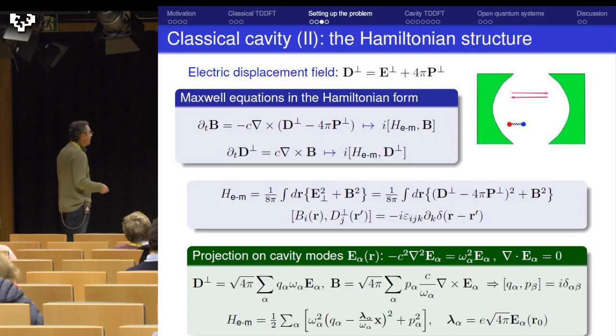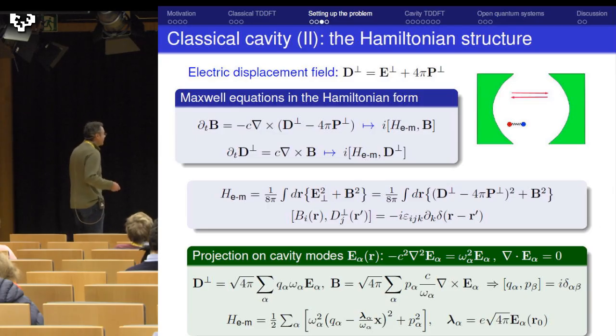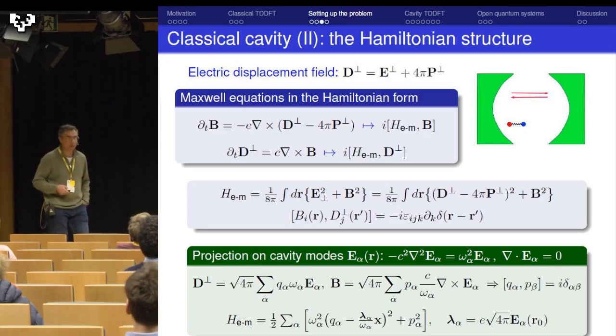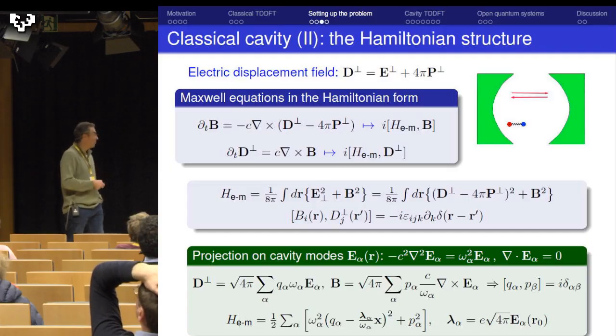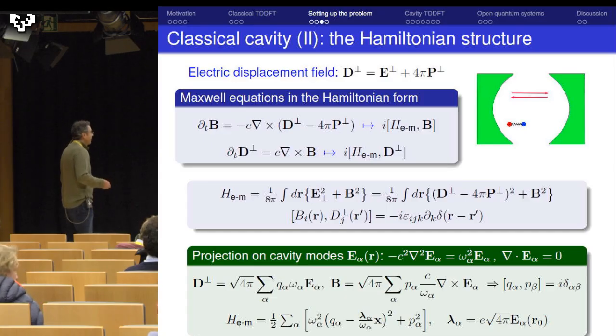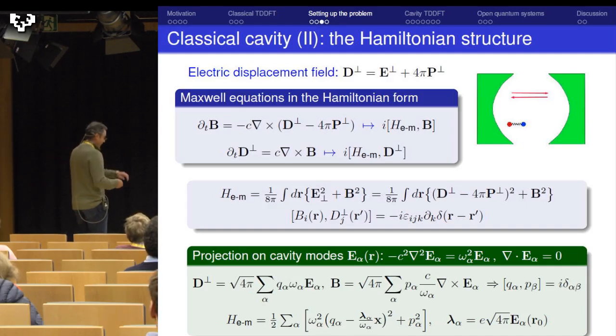So Q and P: P is a representative of the magnetic field of the electromagnetic field, and Q is a representative of the displacement vector. And now the electromagnetic Hamiltonian translates to this very simple form. So this one is B squared and this one is D squared. And you see that we have a coupling between the electromagnetic field and the electrons, and this coupling has the form of a shift of the D field by the coordinate of the electrons, which is a polarization. The coupling constant here is, not surprisingly, proportional to and determined by the strength of the electric component of the radiation mode in the cavity at the position of the electron.